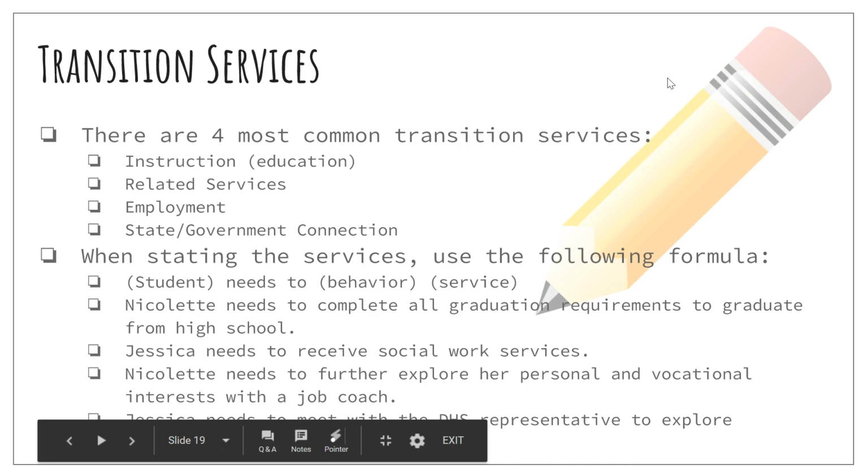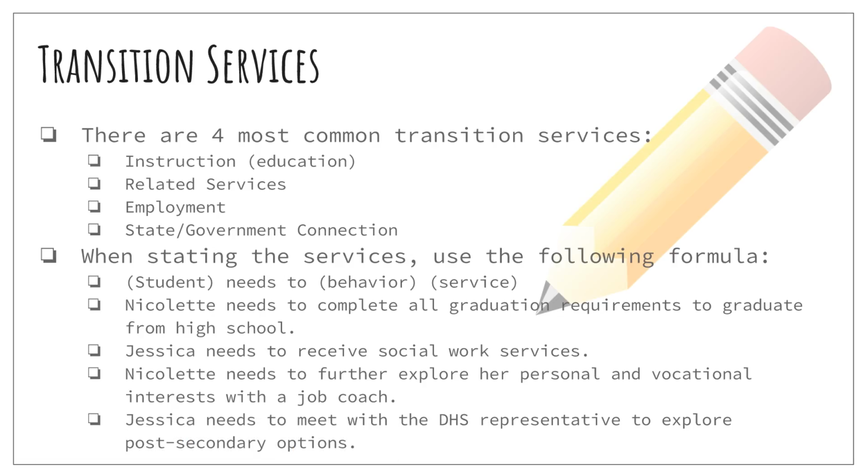So the next part of the secondary transition plan is the transition services. There are four most common types. One is instruction, two, related services if the student receives them, employment, and state government connection. So these are things that they need to receive in relation to a transition. So when stating the services, you should use the following formula. So-and-so needs to do whatever behavior in relation to that service.